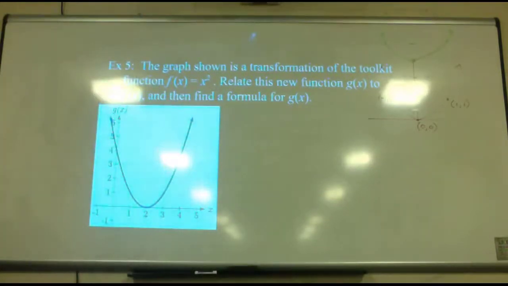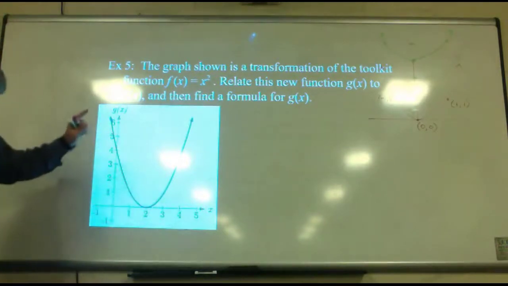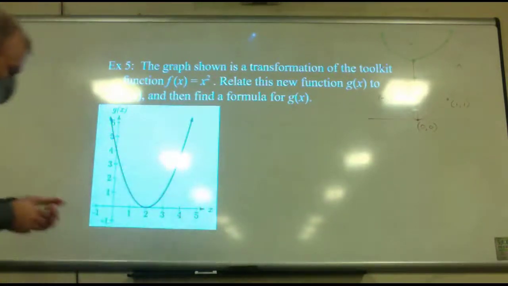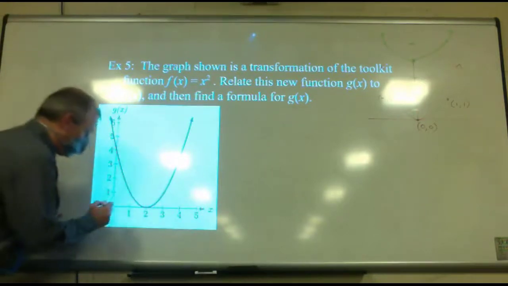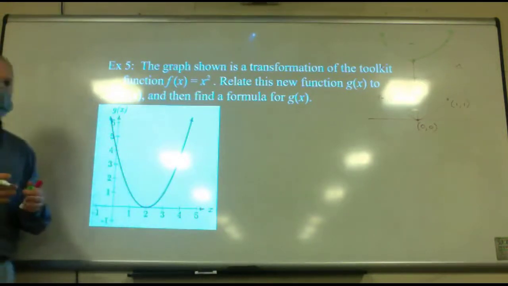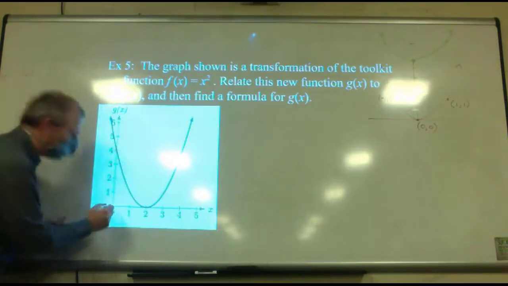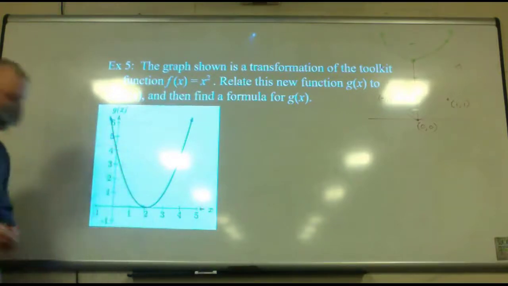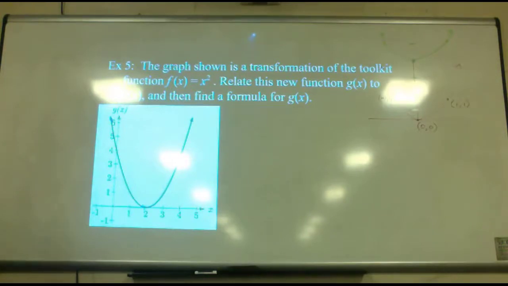All right. So here is a picture of a graph, and it is a transformation of the toolkit function that we've been talking about, the x squared one. You can use any one, but we're using x squared right now. And it has been moved. Notice where it has been moved. It started out where? 0, 0. It started right here, at 0, 0, and it has been moved 2 units to the right. How do we write that new equation? What will the new equation be?